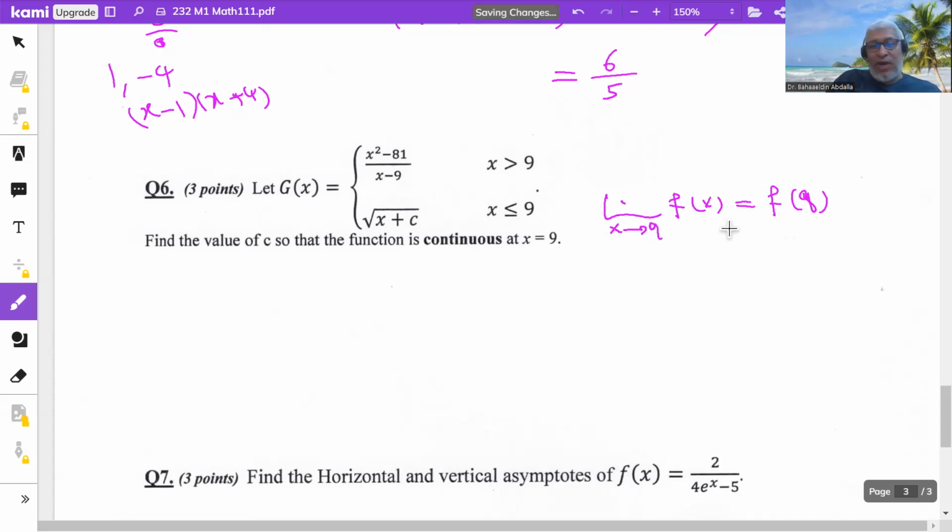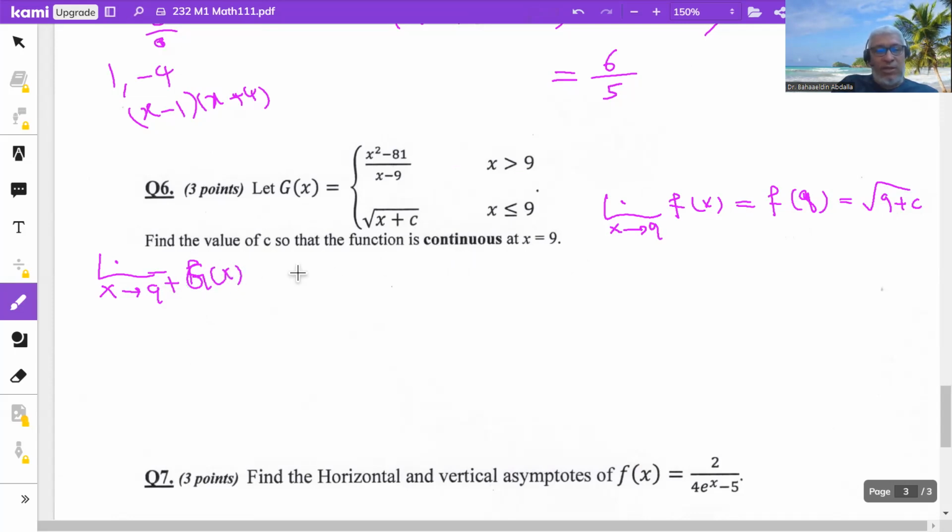Well, what is f of 9 here? If x is less than or equal to 9, to find f of 9, I replace x by 9. So f of 9 is in fact square root of 9 plus c. And the limit has to exist. So the limit from the right should be equal to the limit from the left. So we start by finding the limit from the right of g of x here.